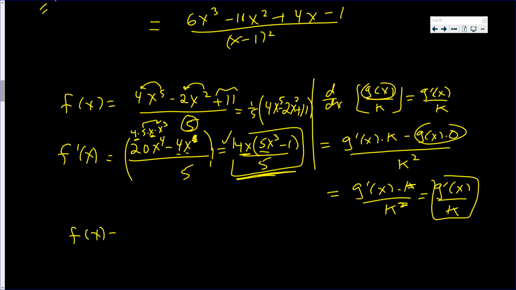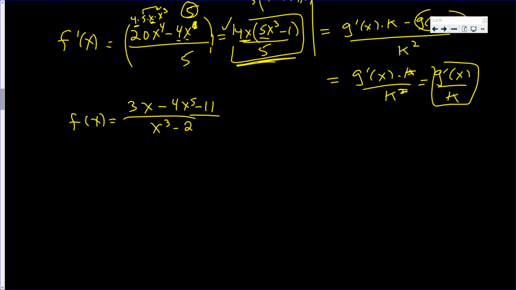Suppose now that f of x was 3x minus 4x to the 5th minus 11, and this is all over x cubed minus 2. This is going to involve the quotient rule. But it's not hard because we're just taking derivatives of polynomials. The derivative of the top, well, the derivative of a constant times x is the constant, minus 20x to the 4th minus 0. The derivative of 11 is 0.